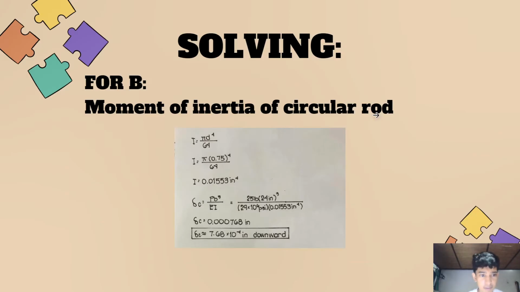The displacement under the load is then determined by substituting all known values into the deflection equation, deflection C is equal to PB raised to 3 all over EI. And we can get the answer of 0.000768 inches. Or we can evaluate it as 7.68 times 10 raised to negative 4 inches downward.